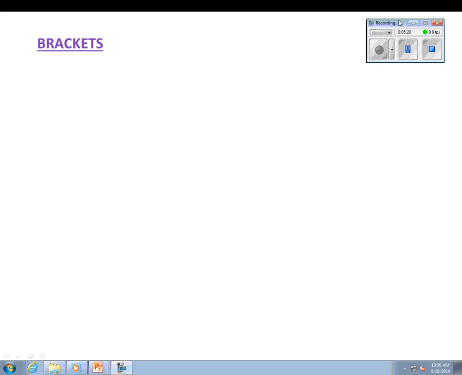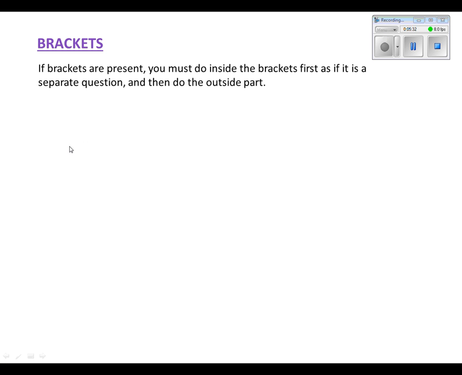Put this back over here. So we have brackets. If brackets are present, you must do inside the brackets first as if it is a separate question, and then you do the outside part as its own question as well. So you can have a maximum of 8 steps when there are brackets present. So looking at this example, looking inside the brackets, we can't touch anything on the outside.